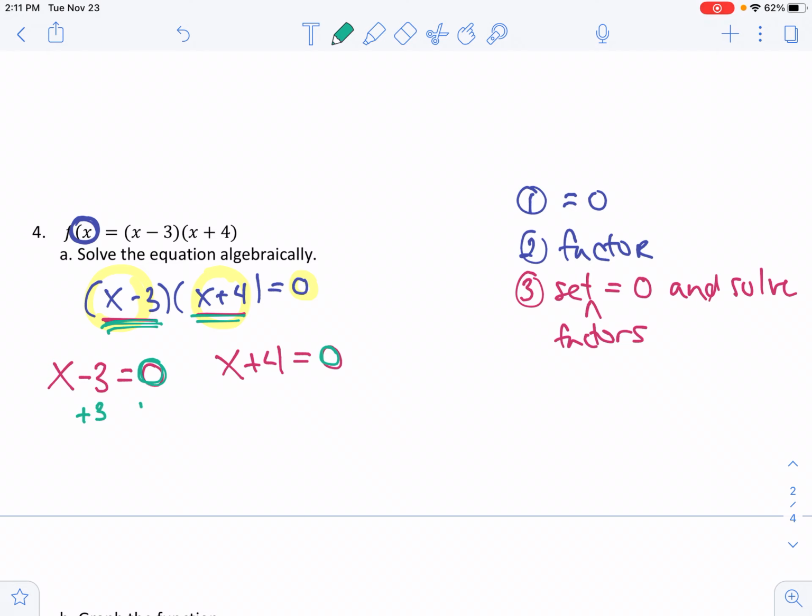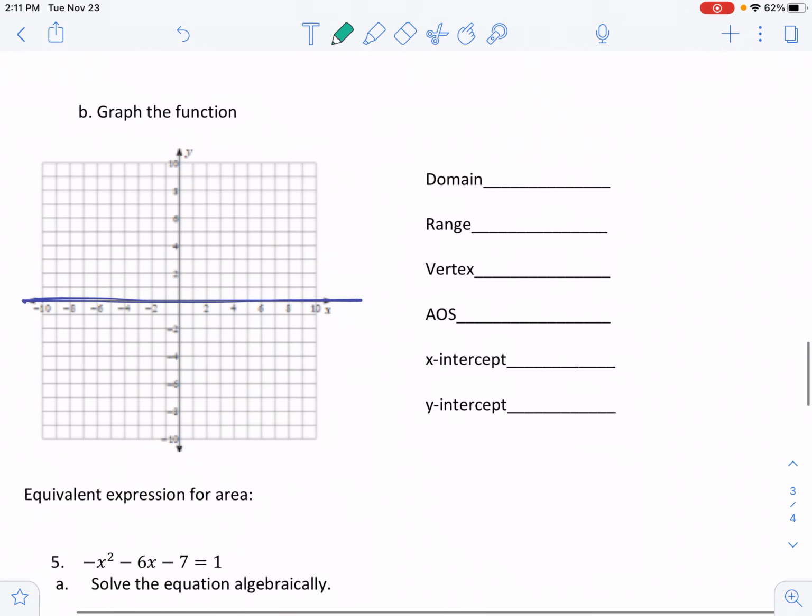Well, if I solve here, add 3 to both sides, we get x equals 3. And if I solve here, minus 4 from both sides, I get x equals negative 4. So the solution to this equation algebraically is 3, negative 4. That means it's going to cross the x-axis at 3, negative 4.